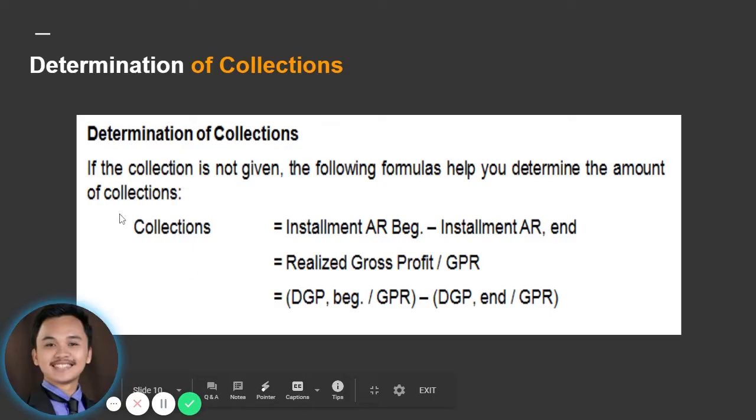Okay, we also have here the second component in computing your realized gross profit, ang atong total cash collections.